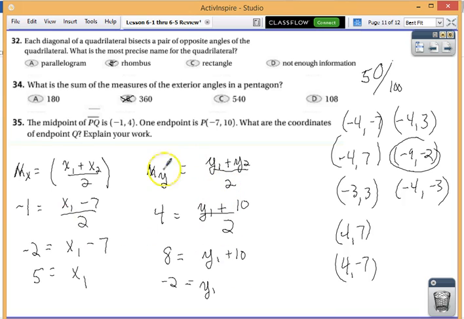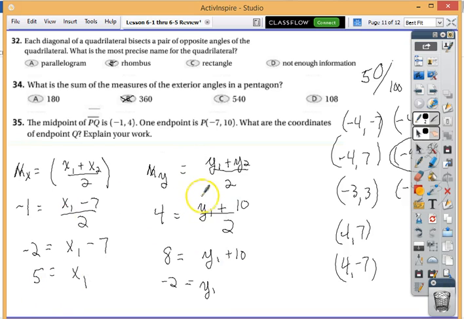So we've done this a lot. All right, so the correct answer is 5, -2 for number 35.